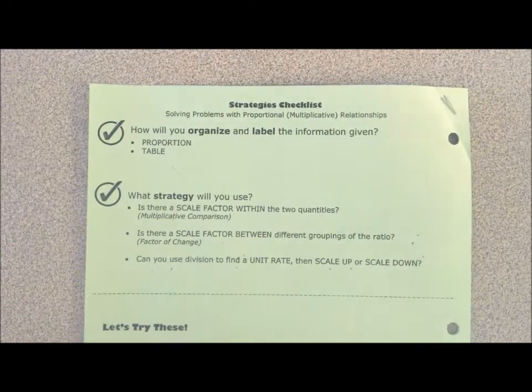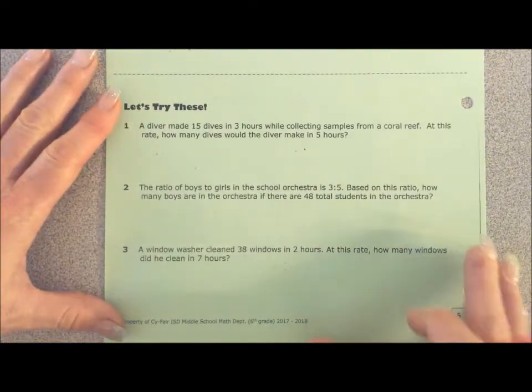Page, head to the back. The top of this is just some strategies and a checklist we created, how to make sure you're setting it up right. Make a proportion table. Use your scale factors either within the two quantities or between the different groups. And also sometimes it helps to find the unit rate, how much one would be, and then scale up or scale down as needed. Okay, let's try these last few and then we'll be done.